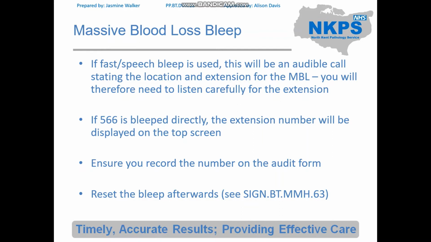If it is a 566 bleep, then in the lab we will need to contact the porters as well, and that extension number is on the massive blood loss audit form. We should ensure that we record the number that we're talking with on the audit form, and after we've had a message from the bleep, it needs to be reset properly so that we can continue to receive further messages just in case you end up with more than one massive blood loss that's ongoing.